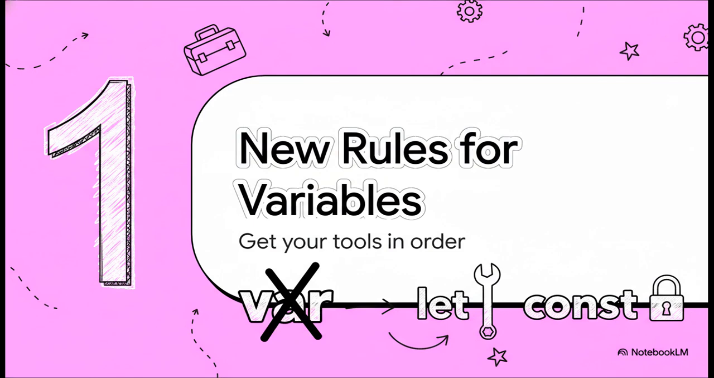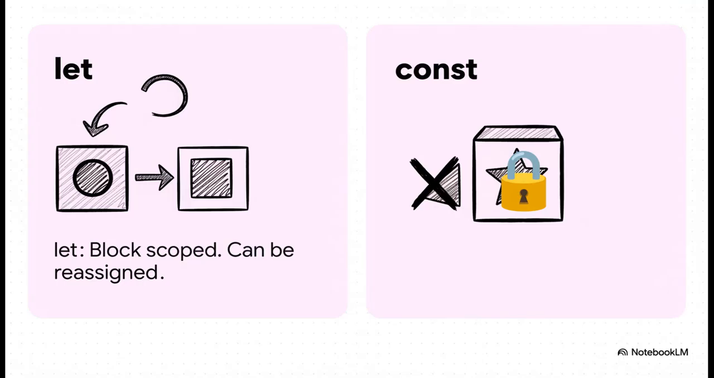Now, the old var keyword has pretty much been replaced, and for a really good reason. We've got two new tools in our belt that are way more precise: let and const. Okay, so the difference here is actually pretty simple, but it is so critical. Both let and const are block scoped, which is just a fancy way of saying they only exist inside the curly braces they're defined in.